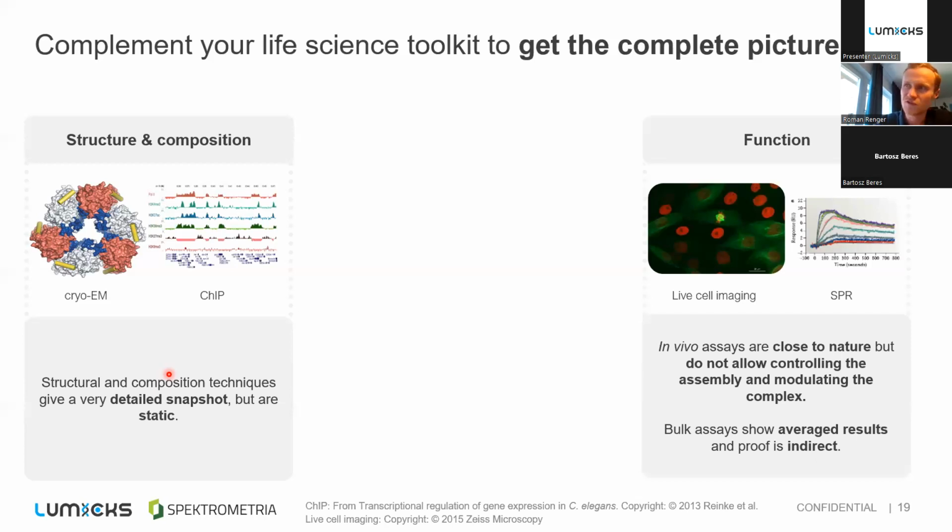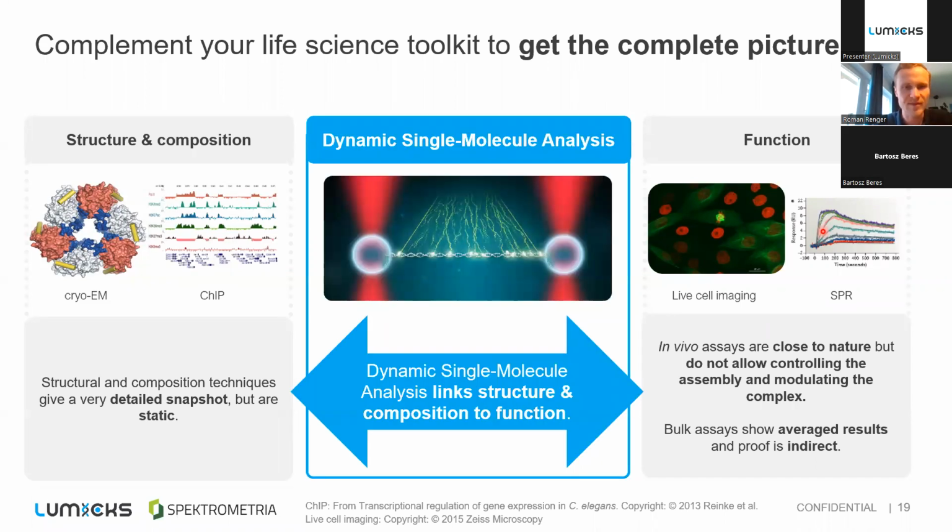On the other hand, many of you might already be using functional assays, such as live cell imaging. And these in vivo assays are, of course, very close to nature. However, it's very difficult to control the assembly of different complexes, or to actually control the external conditions of where this complex is working. And then on the other hand, you might already be using SPR or bulk assays to study biomolecular interactions. But this, on the other side, gives you typically average results, and the proof of a molecular mechanism can only be indirect. We indeed think that this dynamic single molecule analysis can bridge these two worlds, bridge structural and compositional information with functional information.